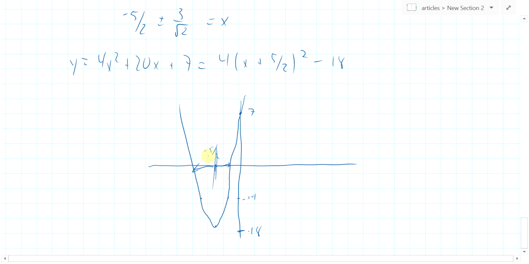And if we go the same distance to either side of the central axis, we get our 2 roots. So minus 5 halves. If we go to the right, you get minus 5 halves plus 3 over root 2. If you go to the left, you get minus 5 halves minus 3 over root 2 as your 2 x-intercepts. And that's everything that we need to know about our parabola.